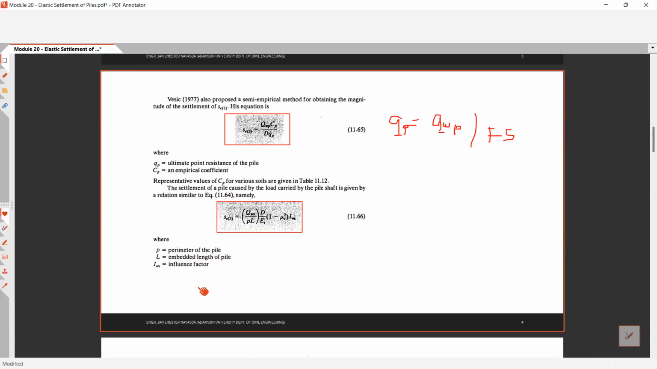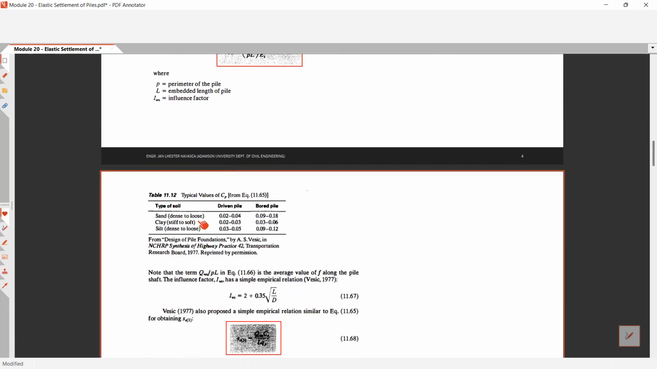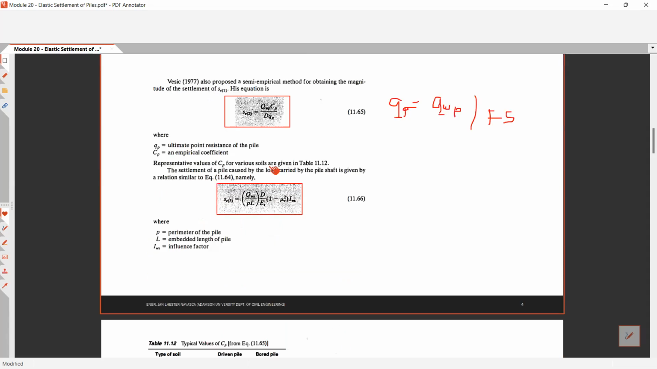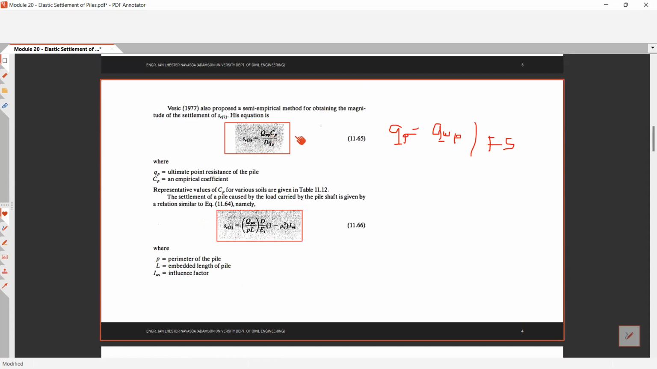Okay. Next is what are the value of C sub P? Okay, the value of C sub P or the empirical coefficient is given by table 11.12, this one. So for sand dense to loose, okay, dense to loose sand, your driven pile is 0.02 to 0.04. Okay, and for board pile, you have 0.09 to 0.18. Okay. Clay, stiff to soft, we have this equation, value, and this value. For silt, okay, we have this value and for this value. Okay, so this book comes from the Design of Pile Foundation by VESIC in the NCH-RP synthesis of highway practice. Okay. So ganyan yung pagsosolve natin for this SE sub 2 based on the VESIC equation.